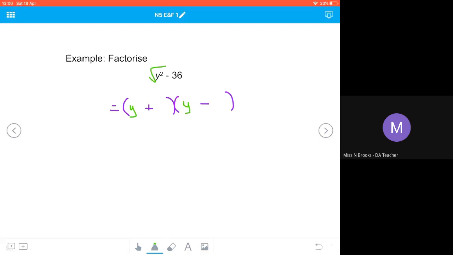The second term in each of our brackets is going to be the square root of 36. So it's going to be a 6 and a 6. So we've got (y plus 6)(y minus 6). And we can quickly just expand that just to double check. And we're going to end up with y squared minus 6y plus 6y minus 36. They cancel each other out, and so I get back to where I started.